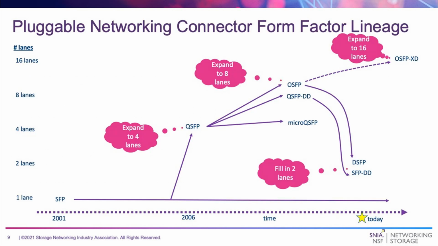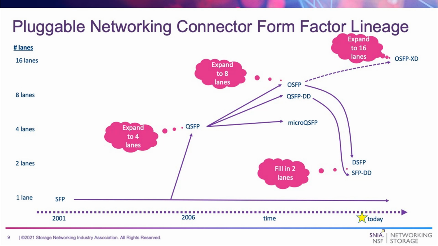This graph shows the history of pluggable networking connector form factors. To orient you on this slide, on the bottom in the x-axis, you'll see a timeline from 2001 out to today, which is the yellow star. In the vertical axis, you'll see the number of lanes. It all started in 2001 with the SFP connector, and over time, the industry recognized a need to move to 4 lanes. So the connector was expanded to QSFP, which is our 4-lane connector.